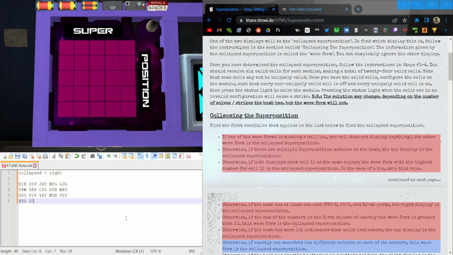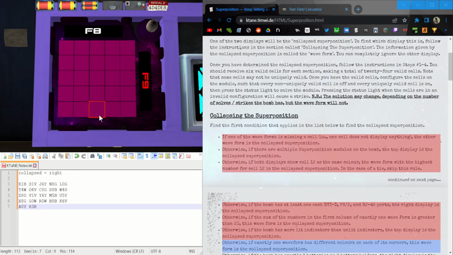Golf 0 white. Romeo 0 white. Bravo 8 blue. Kilo 6 violet. Alpha 0 yellow. Hotel 3 blue. Foxtrot 9 red. Quebec 4 blue. And finally, Papa 3 violet. So that's all we need from the module.